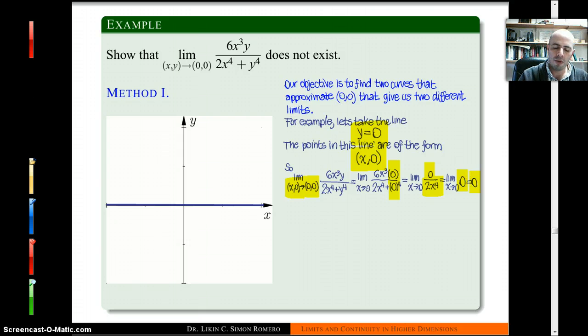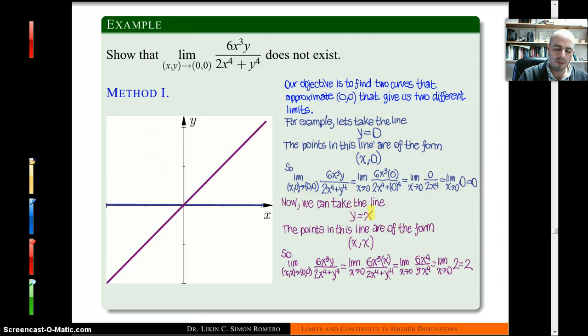So now we're going to do a different approach. We're going to approach from the line y equal to x. You may wonder why I didn't take x equal to 0, because it's still going to give me limit 0, and remember, we're going to try to find two limits that give you different numbers. So let's try y equal to x.